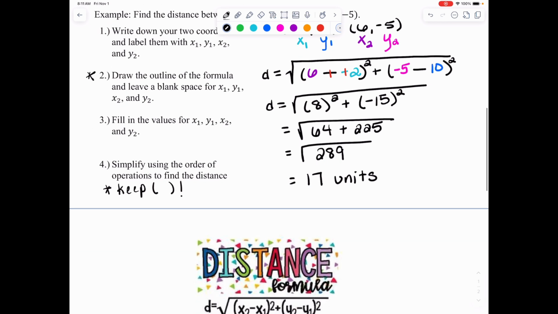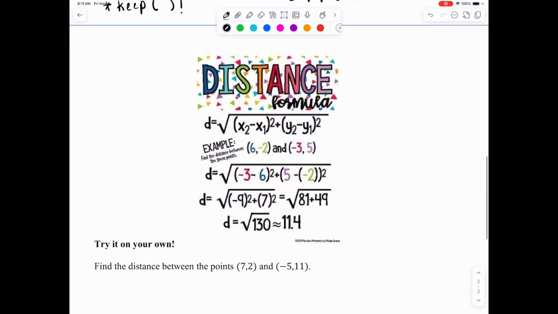Now let's take a look at the next page. I wanted to give you this graphic that just shows yet another example so that you could use it to do the try it on your own problem. The one thing I'd like to point out about this problem in particular is that it got a different result than what we got.